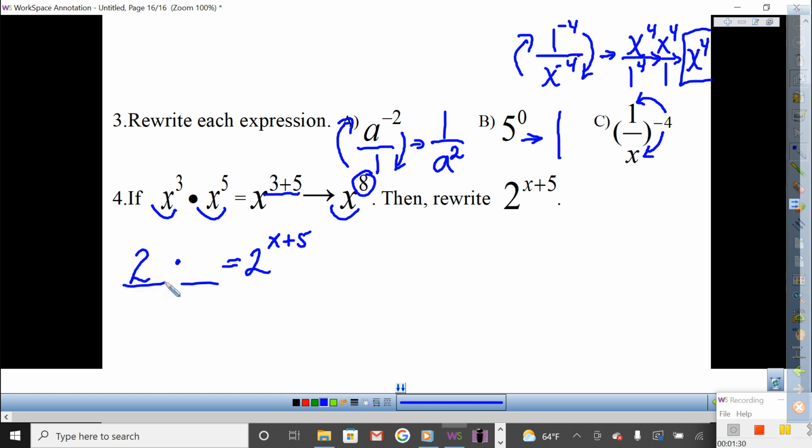2 to the what? Yes, 2 to the x and 2 to the... Yes, that is correct. And 2 to the 5 is the same as 2 times 2 times 2 times 2 times 2, which is what? 32 times 2 to the x. And I'm going to leave it like that.